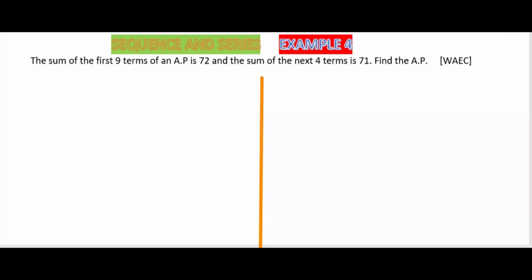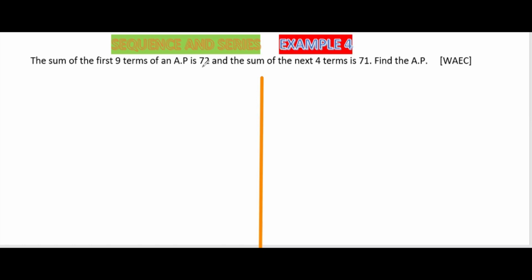Example, we are given that the sum of the first 9 terms of an AP is 72. This one is different from the 9th term, it is the sum of the first 9 terms. That means T1, T2, T3 up to T9. When you add them together, they should give you 72.